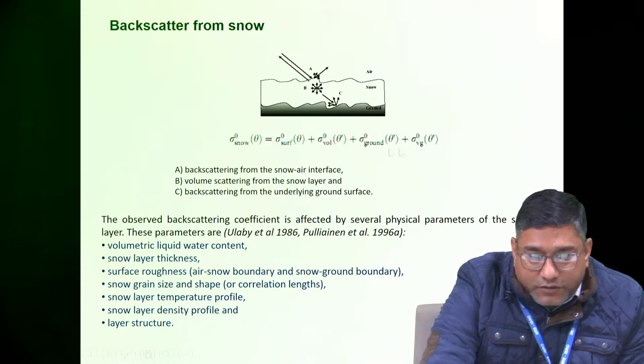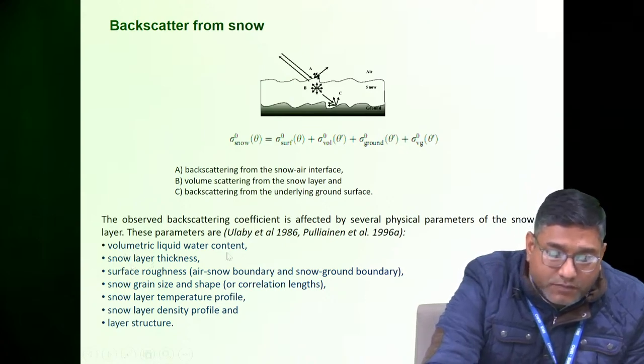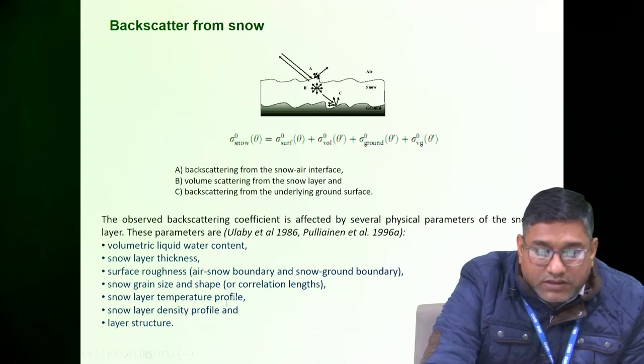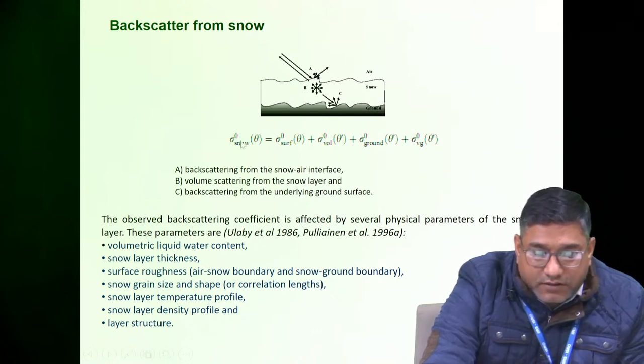So it depends upon the condition of the snowpack. This total backscatter that we are receiving at the sensor may change. It depends upon the volumetric liquid water content of the snowpack, snow layer thickness, snow roughness, snow grain size and shape, snow layer temperature, and snow layer density profile. So these parameters also affect the backscatter of the snow.